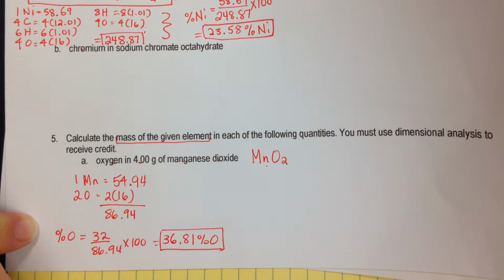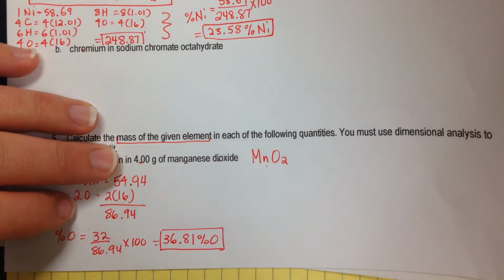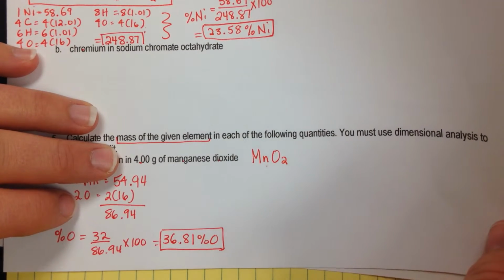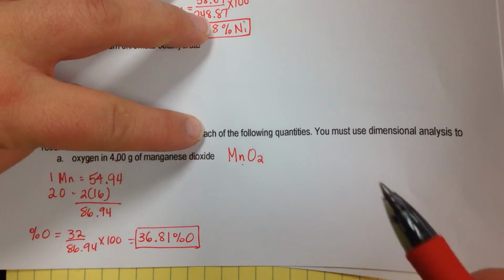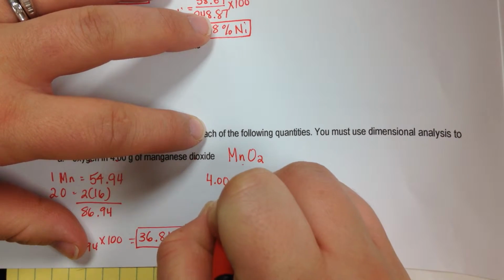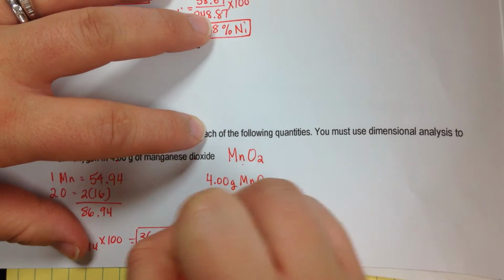Let's say that we had 100 grams. Well, we would have 36.81 grams of oxygen. So we can kind of apply that theory to this, but we're going to use dimensional analysis. So 4 grams of MnO2.